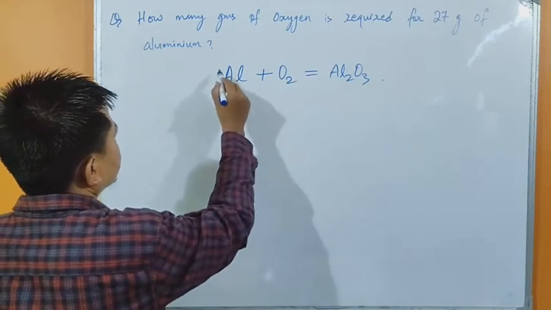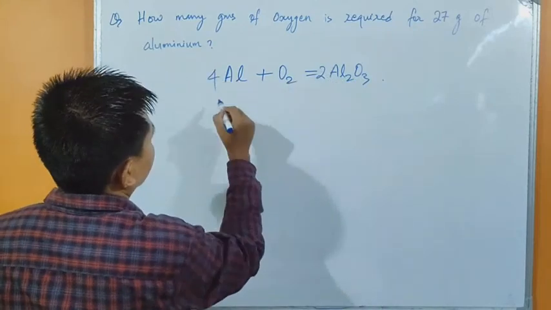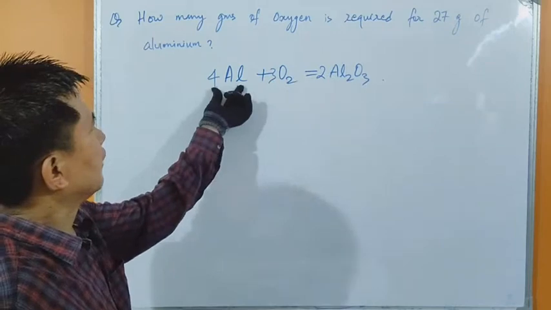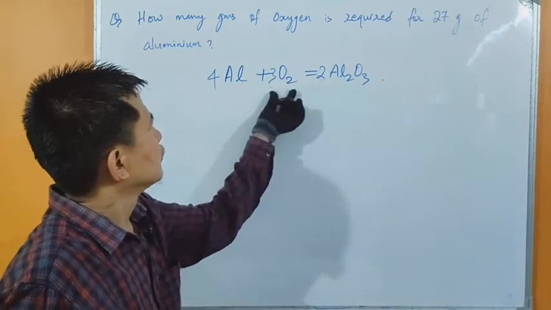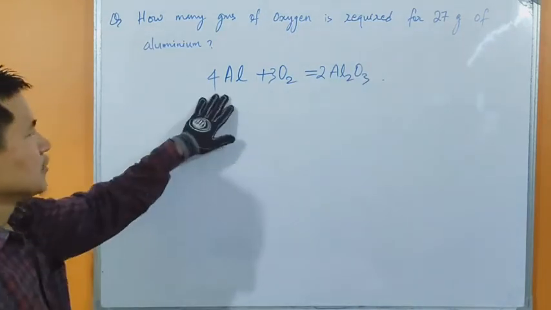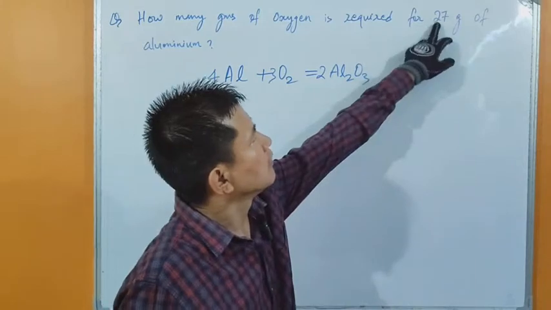If I write 3, means 2, 2Al, 4, 4Al. So 2 into 3 is 6, 3O2. 4Al, 6O2, 2 into 3 is 6 O. Okay. This is balanced. Now, what is given to us?